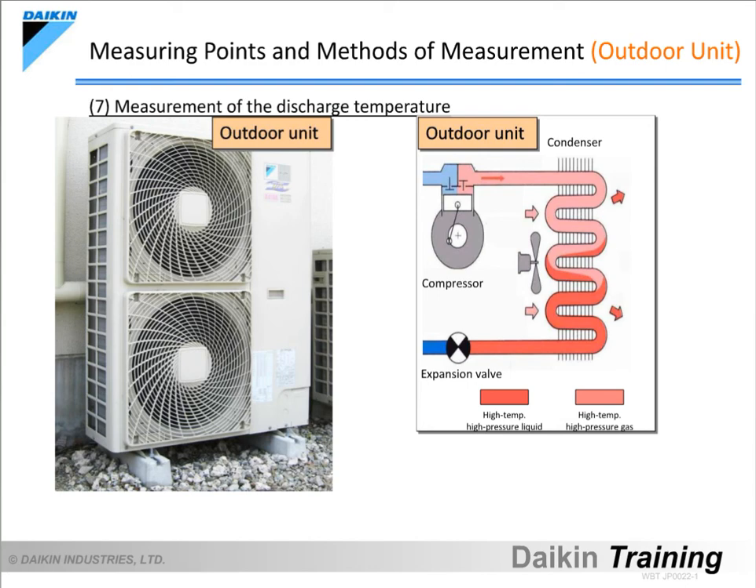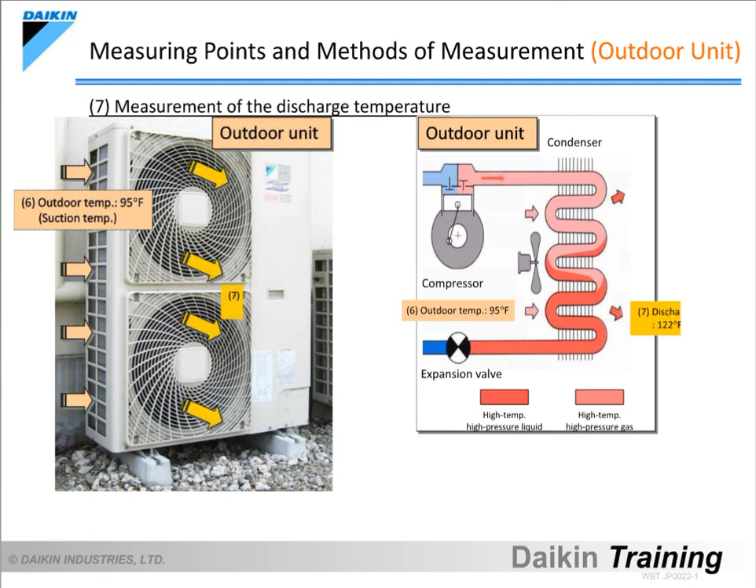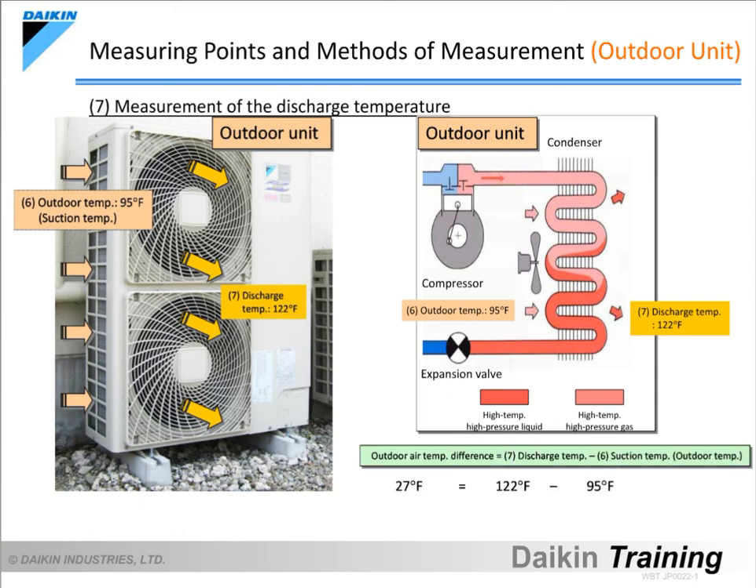Next, let's measure the discharge temperature for the outdoor unit. When the outdoor temperature, or suction temperature, is 95 degrees Fahrenheit, the discharge temperature is measured as 122 degrees Fahrenheit. The outdoor air temperature difference is the difference between the discharge temperature and suction temperature, that is 27 degrees Fahrenheit.